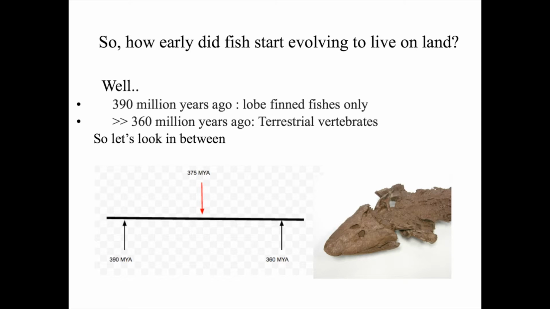Well, if we look here at this timeline, and if we look at how at 390 million years ago there were only lobe-finned fishes, and at around 360 million years ago we would see terrestrial vertebrates, then that means looking in between, we would have to see transition fossils to get from fishes to land.